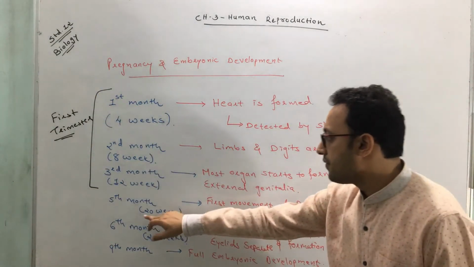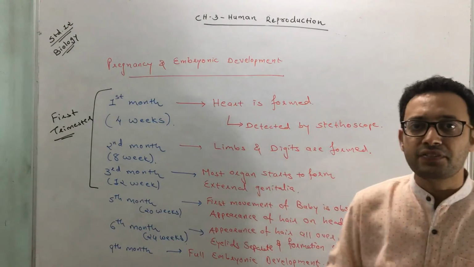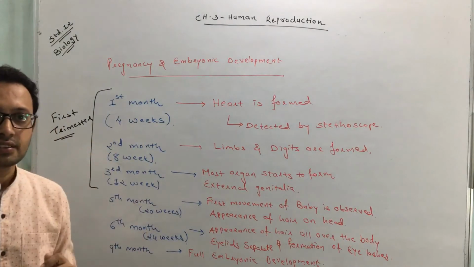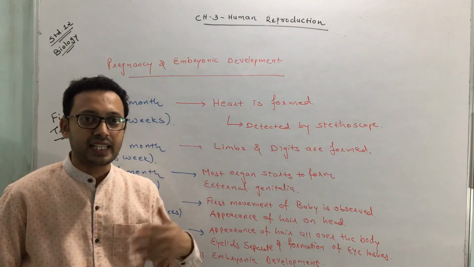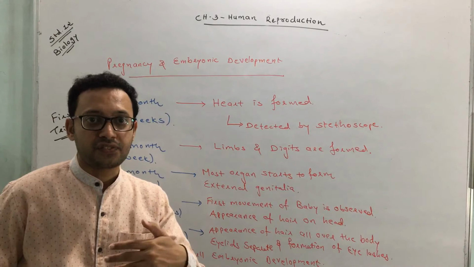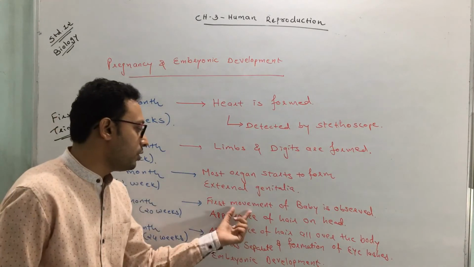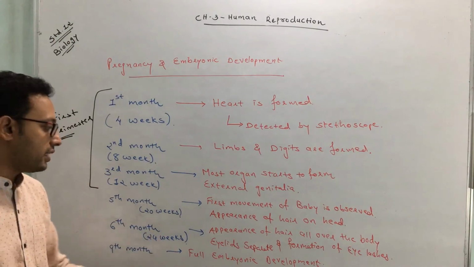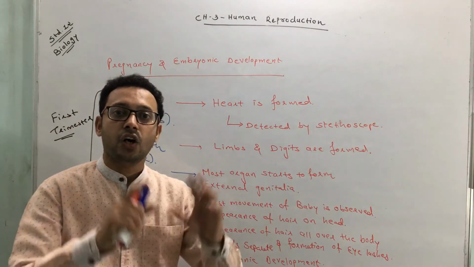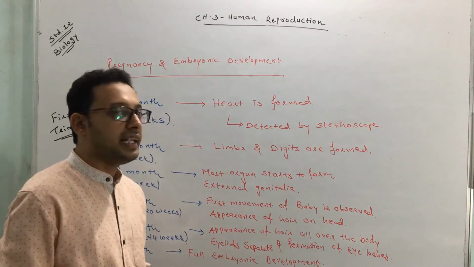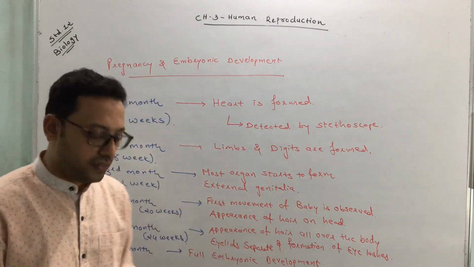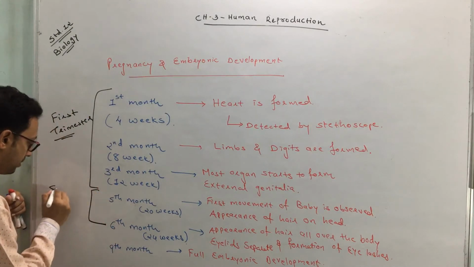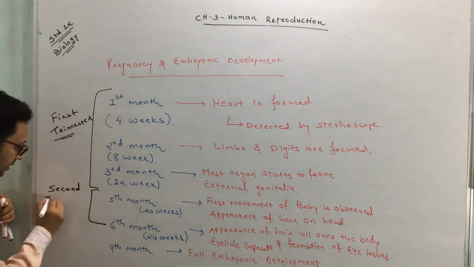Now during the 5th month, the first movement of the baby is observed or felt. Okay, you might have seen the kick in 3 Idiots. That kick is the first movement of the baby, which is going to be observed during the 5th month, 20 weeks. 6th month, at the end of 24 weeks, there is an appearance of hair all over the body, the eyelids become separate, and there is a formation of eyelashes. So this is the end of the second trimester. 6 months, second trimester.